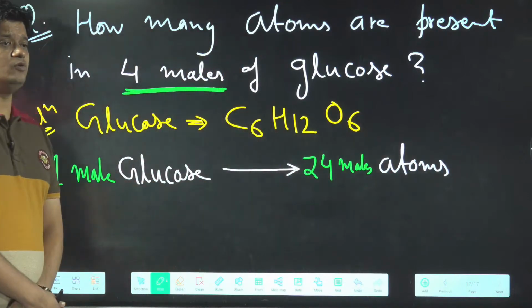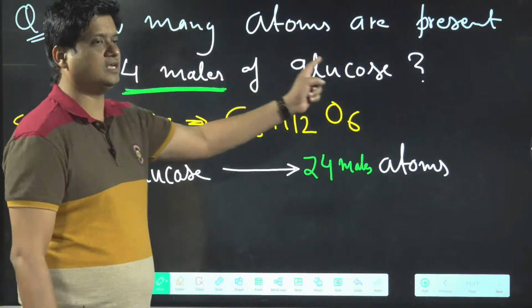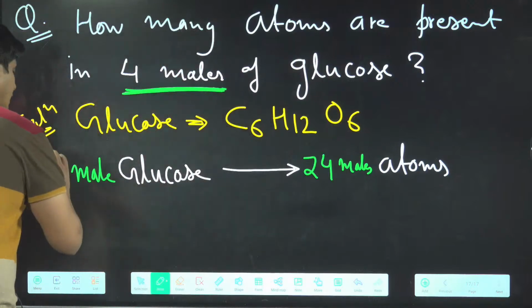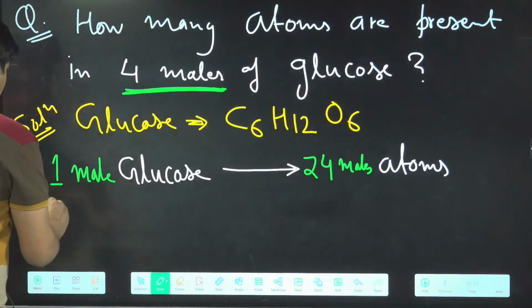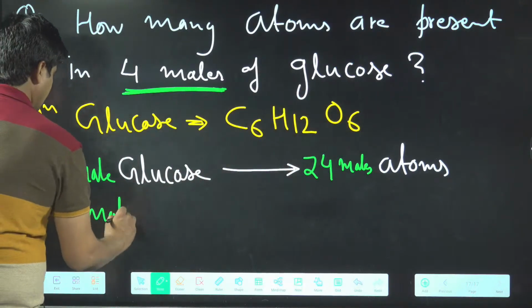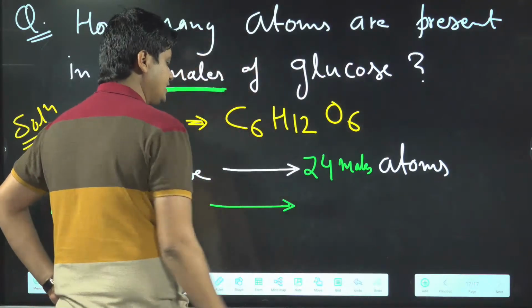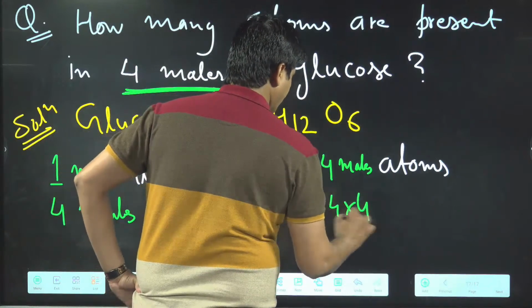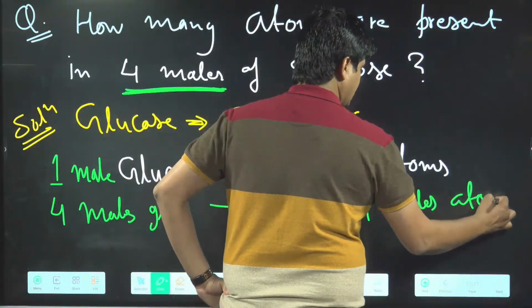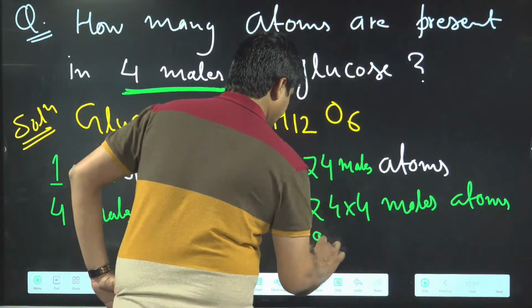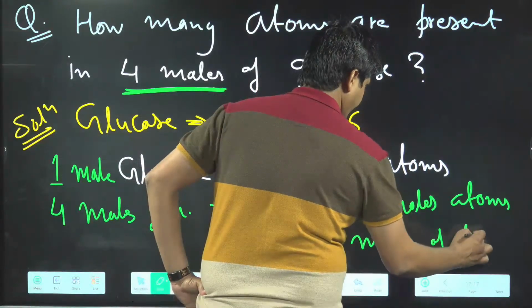How many moles of glucose are given to you? Sir, 4 moles of glucose are given to me. So if 1 mole of glucose is present, it means 24 moles of atom are present. Now if 4 moles of glucose is present, then how many moles of atom will be there? So 24 multiplied by 4 moles. Be careful, it is moles. Moles of atom are present. It is 96 moles of atom.